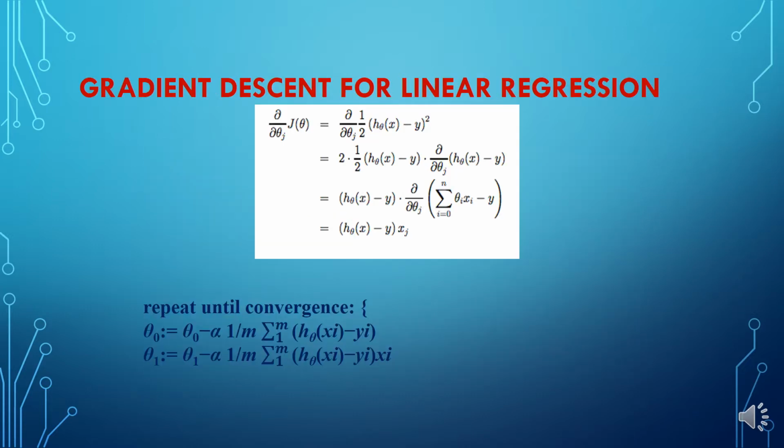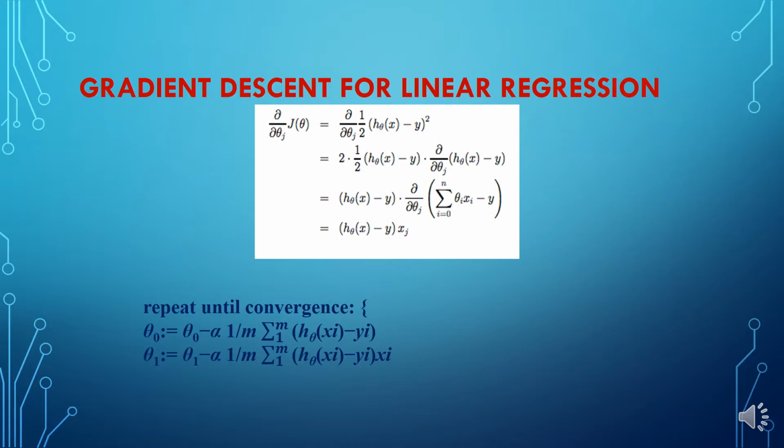We now look at the partial derivative part of the gradient descent algorithm. When we differentiate the cost function, the 2 and the 1 by 2 get cancelled out. It gets reduced to h theta x minus y multiplied by xj. Look at the last line. We did not worry about the inverted lines. So the partial derivative is equal to h theta x minus y multiplied by xj.